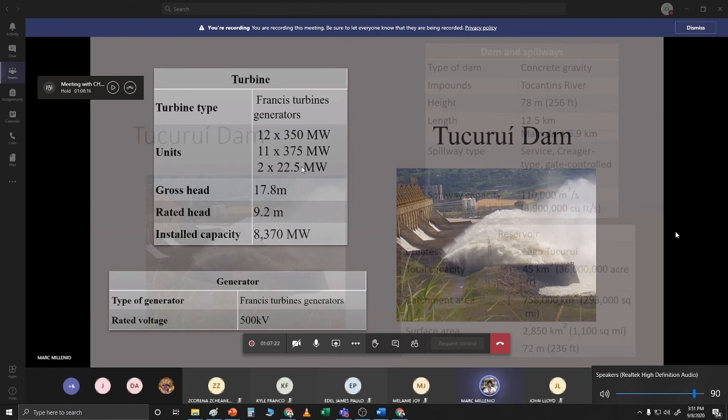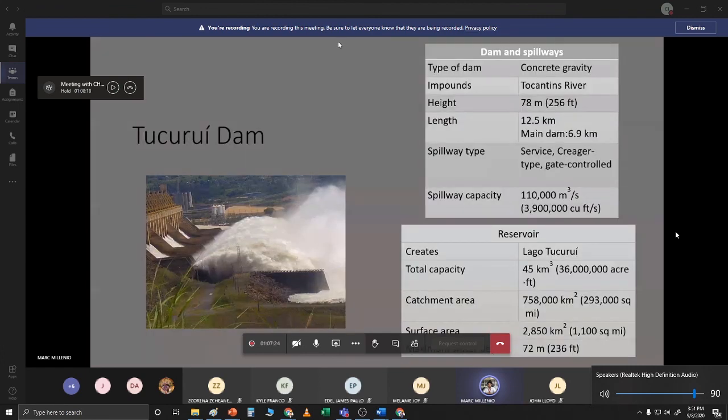The dam and spillways. For the type of dam, it is a concrete gravity, and for the impound is Tocantins River with a height of 78 meter by 12.5 kilometer. And for the main dam is 6.9 kilometer. The spillway type is service Krieger type or gate controlled. The spillway capacity is 110,000 cubic meter per second.